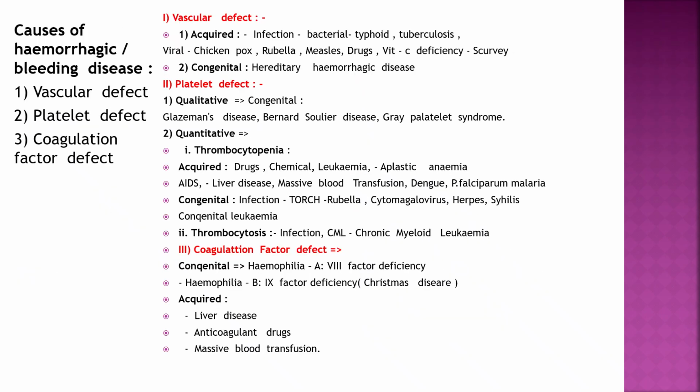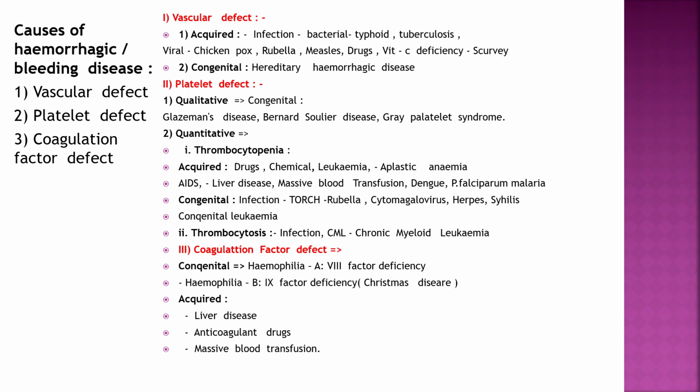Now we will see what are the bleeding disorders or hemorrhagic disorders. So they are divided into three types: vascular defect, platelet defect and coagulation factor defect. So because of the vessel defect or platelet defect or coagulation factor defect, there is continuous bleeding and it causes bleeding disorder. Now we will see a few examples of these defects.